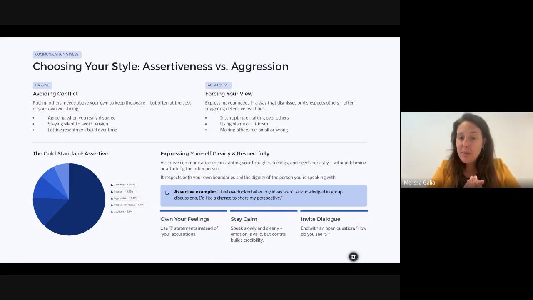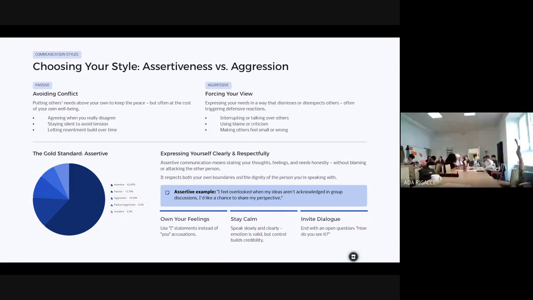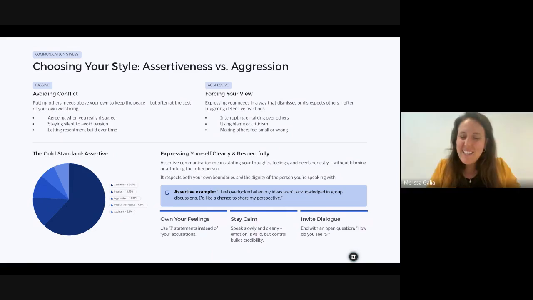Assertive is in the middle. For example, the one I put over here is, "I feel overlooked." Overlooked means I feel ignored, not exactly ignored, because I'm not seen, okay? So I feel ignored when my ideas aren't acknowledged. When you're not listening to my ideas in group discussions, I really would like to share my perspective. I really would like to share my ideas. Can you give me the space to do that?